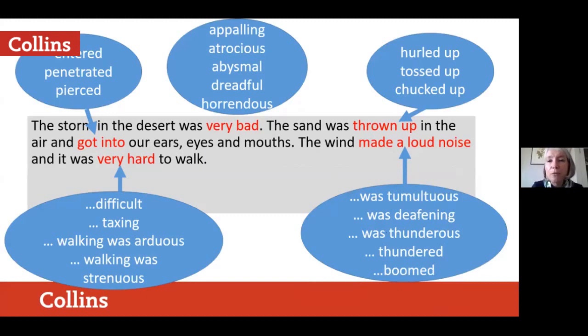So rather than terrible for very bad, because terrible is still fairly neutral, we could use something stronger like atrocious, abysmal, dreadful, or horrendous. And of those four, atrocious is probably the strongest. And then for thrown up, we can have hurled up. Somebody suggested blown up, and that's fine, but blown up doesn't have the same strength. Buffeted is quite good because it means being blown around. But if we're really talking about tossed up or hurled up, those are perhaps a bit stronger. Penetrated is a great one for getting into ears.